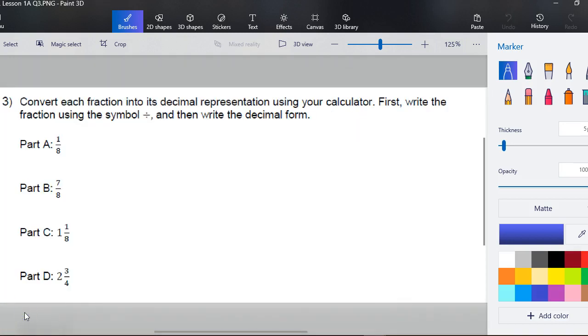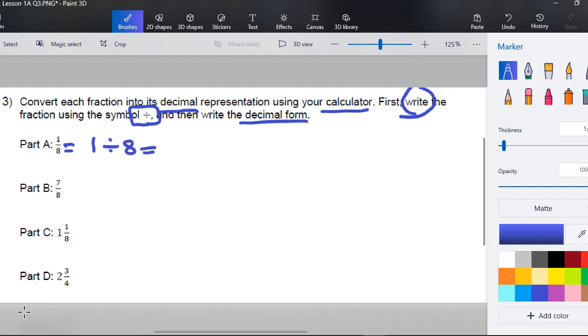So to help solidify this concept, we're going to practice. The directions ask us to convert each fraction into its decimal representation using your calculator. They ask us to first write the fraction using this symbol and then write the decimal form. You need to pause the video and complete question number 3 and then come back and let's compare answers. So to begin, we have 1 divided by 8.